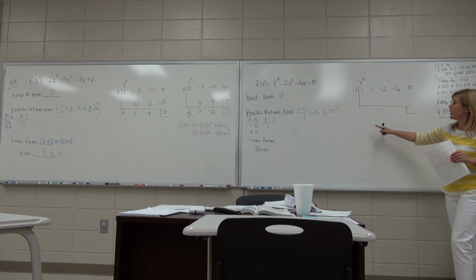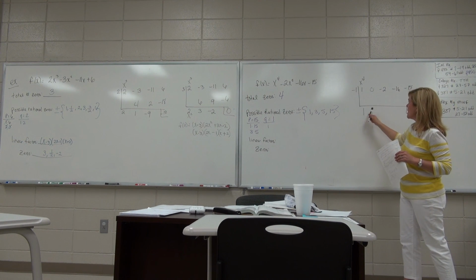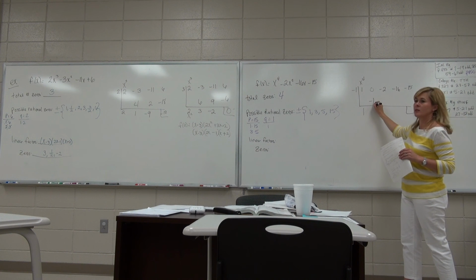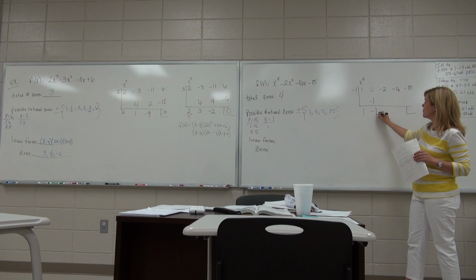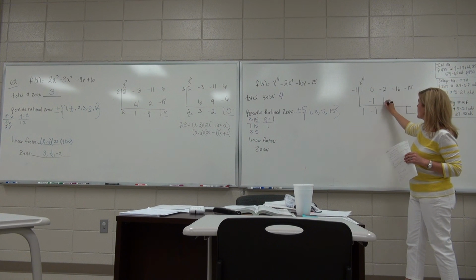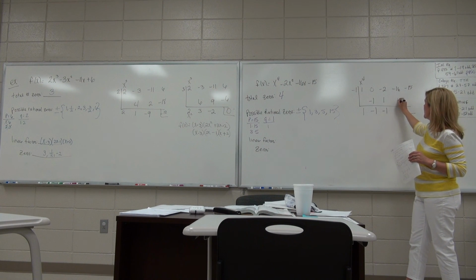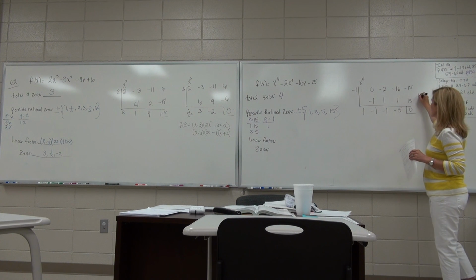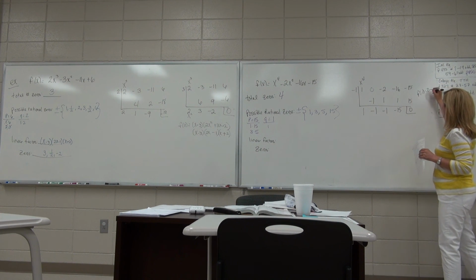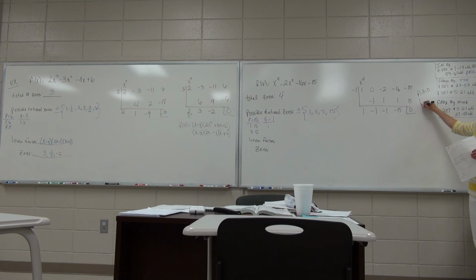Alright. Bring down the 1. -1 times 1 is -1. 0 plus -1 is -1. -1 times -1 is 1. -1, 1, -15, positive 15, 0. So f of -1 equals 0. So what will be the factor, Macy? The factor will be x plus 1. x plus 1. Good. You know where that comes from, right?